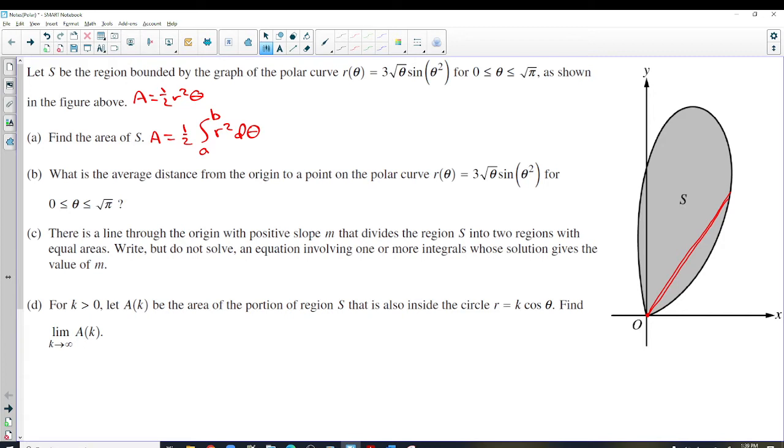Anyway, the mechanics for it is 1/2 integral from 0 to square root of pi of, and instead of writing the equation, you can write r(θ) squared dθ.